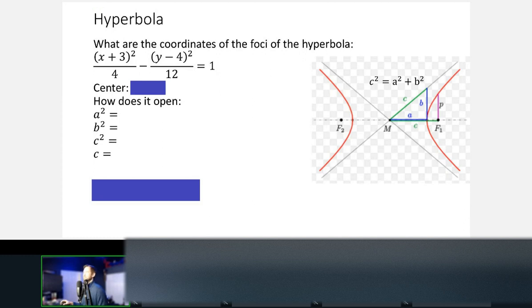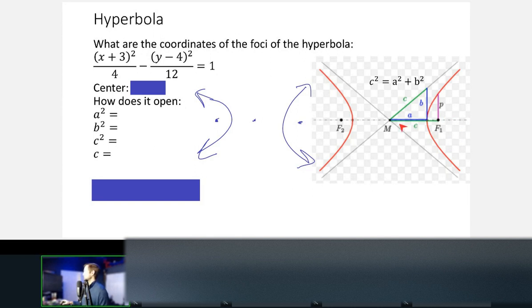So still draw pictures, guys. If you draw diagrams, it will save you. I hate for all of you to forego diagrams because you think that you know it oh so well, and maybe you do. You just make simple mistakes because you don't draw a diagram. So there's the center, and we want to know these coordinates, your focal points.